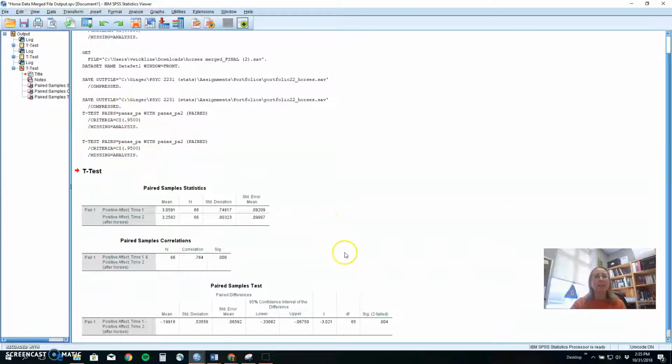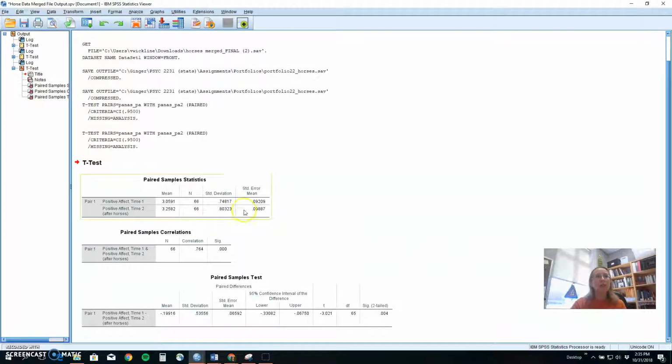When you get your paired samples statistics, like always, it will give you the descriptive stuff first. You need to report these. You need the sample size, which will stay the same because it's the same people at time one and time two. Their scores on the measure before and after interacting with the horses, and the variance, the variability here with the standard deviation.